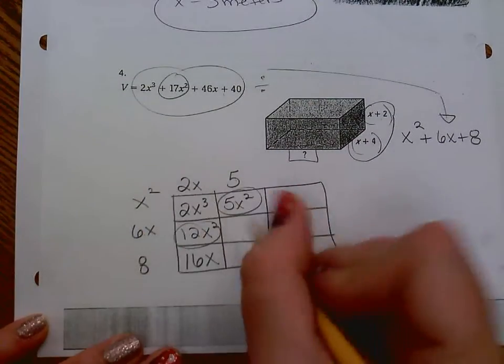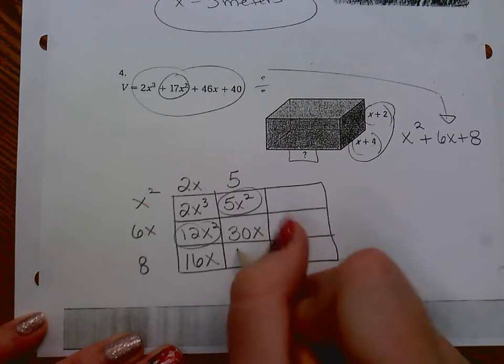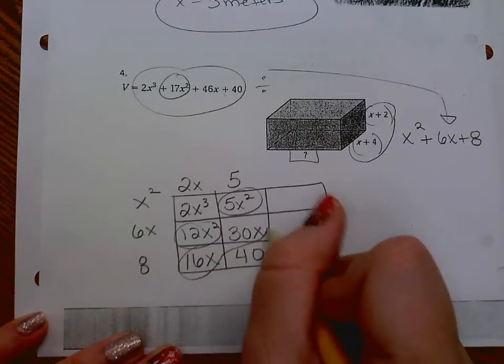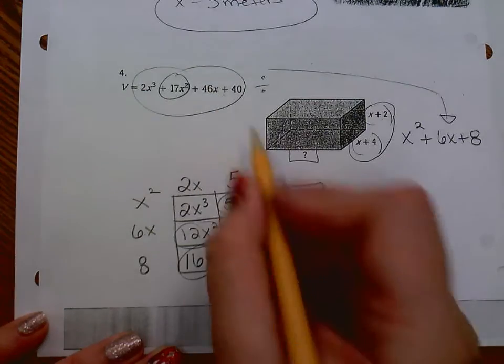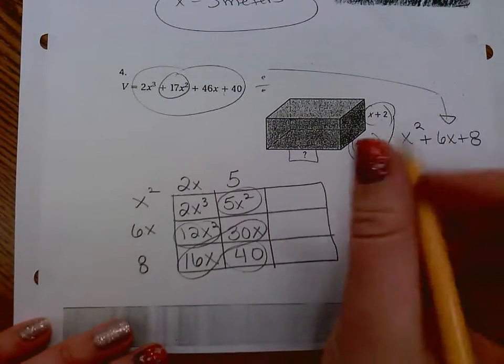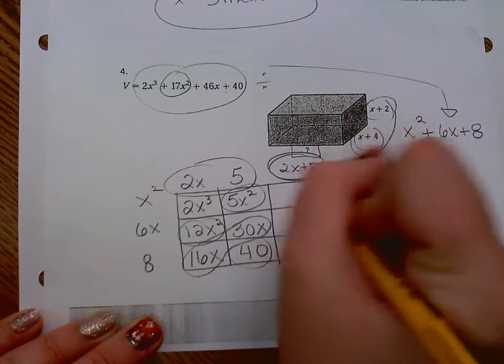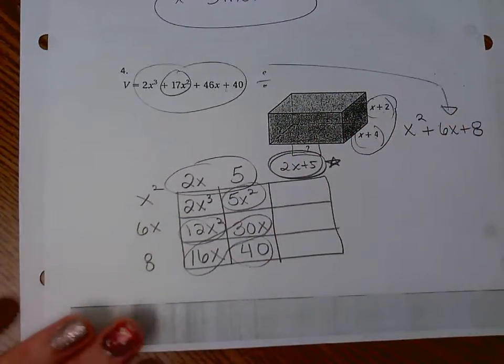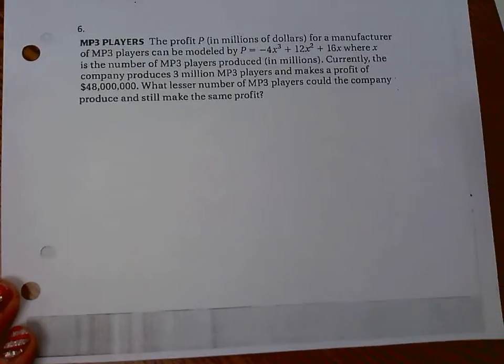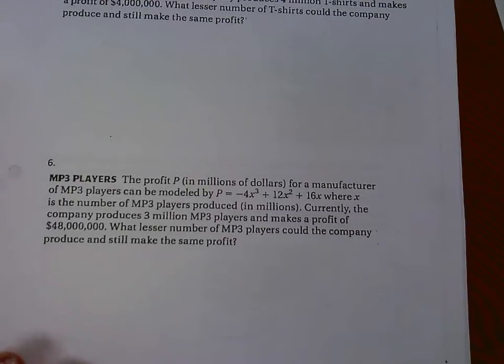So I get 30x plus 40. Well, that is the 46x and the 40 that I'm looking for. So there's no remainder. My length must be 2x plus 5 as the final answer.